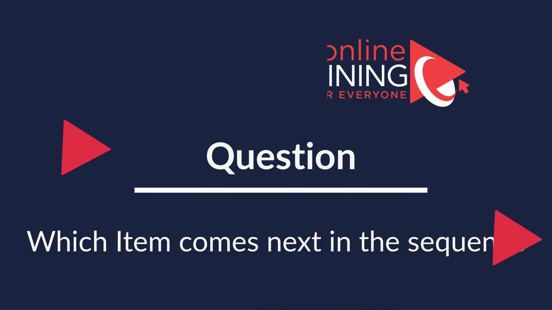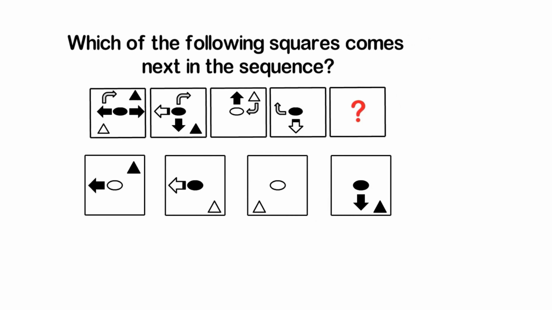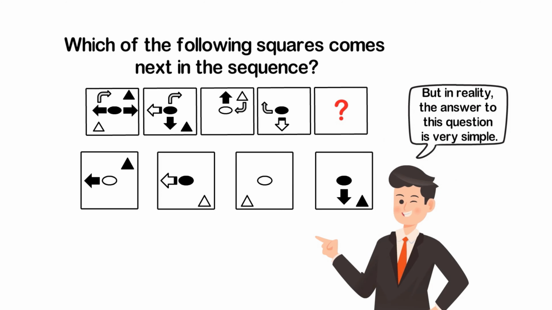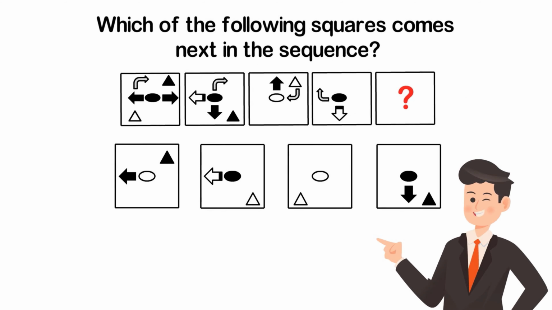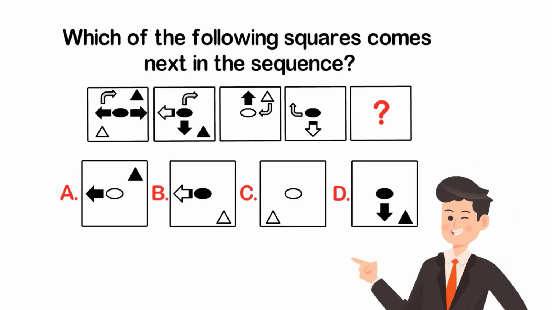Here's a question that on the surface seems very, very hard to solve. But in reality, the answer to this question is very simple. You're presented with 5 different squares. Squares 1 through 4 have shapes inside, and you need to determine the missing square 5. You're presented with 4 different choices: A, B, C, and D.